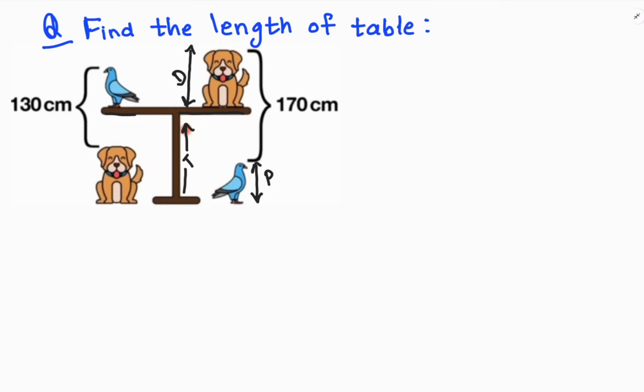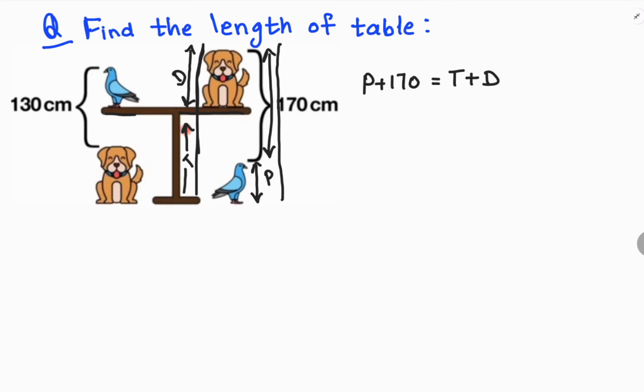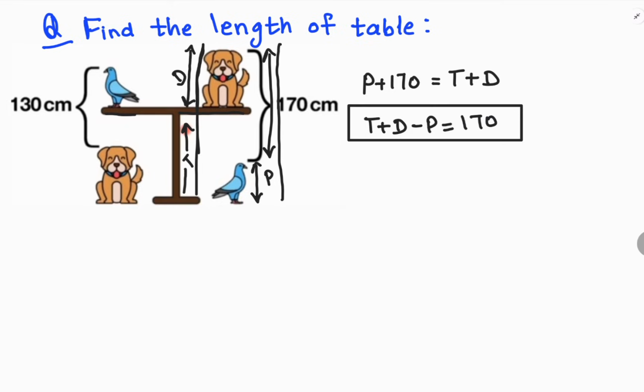If we look at the right hand side, this is pigeon plus 170. So p plus 170 is equal to t plus d, right? This length and this length are the same, so I can just equate them. If I rewrite this equation, I get t plus d minus p is equal to 170. I took the variables on the left hand side and the constant on the right hand side, and this is my first equation.